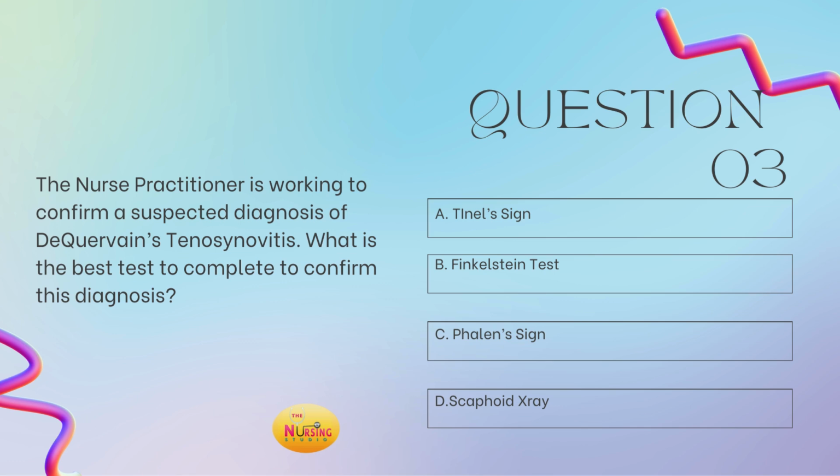The Finkelstein test, we do by having them make a fist, but make the fist with their thumb on the inside. So thumb folded in first, folding the four fingers over, and it will elicit pain if it's a positive finding for de Quervain's tenosynovitis. So your best answer is B, the Finkelstein test.